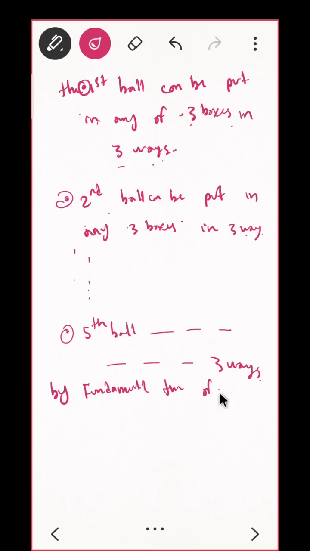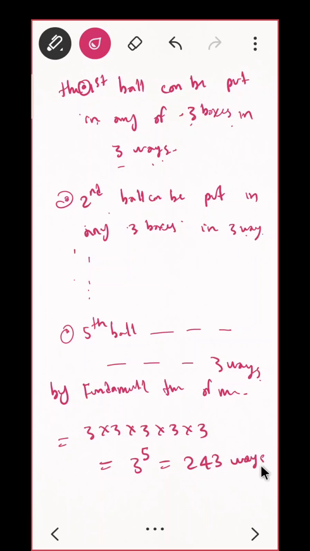Theorem of multiplication. What will be that? 3 into 3 into 3 into 3 into 3. Do you see, everyone? Is that okay? This is 3 raised to 5. That is 243 ways. You see.